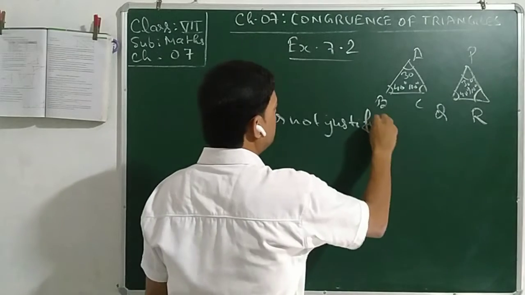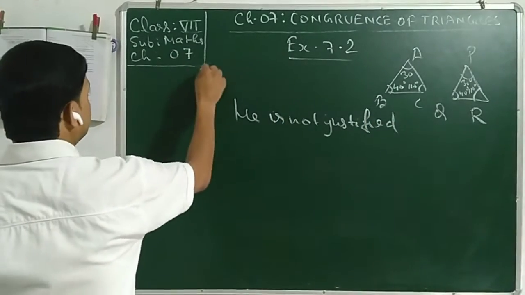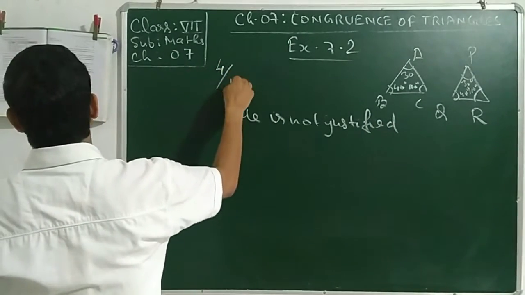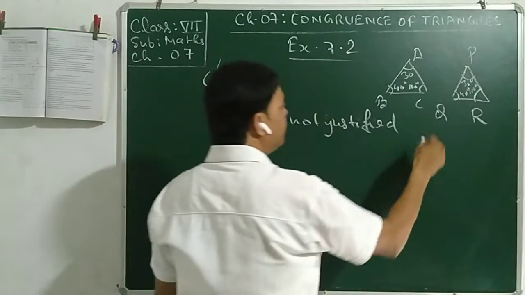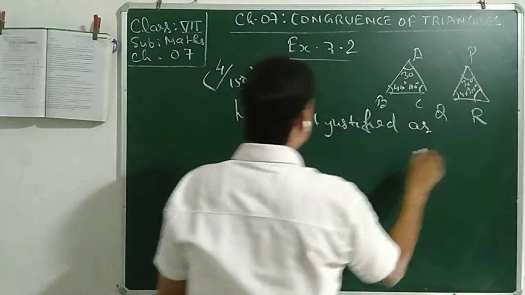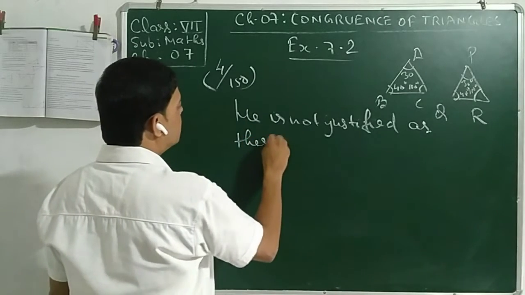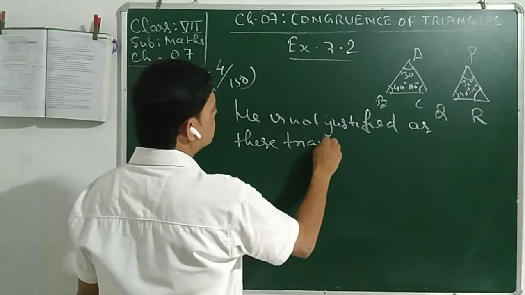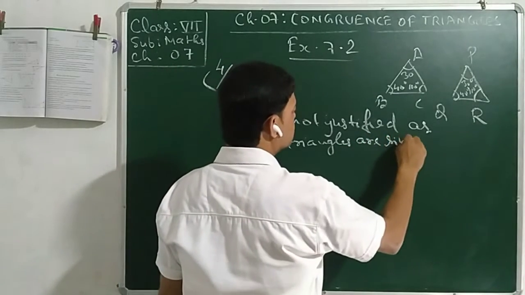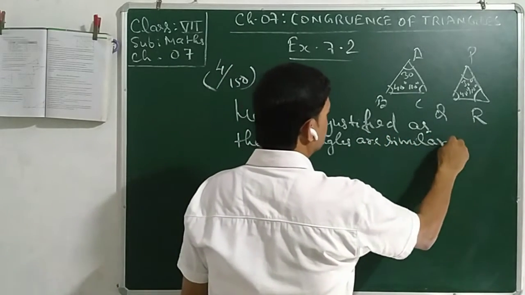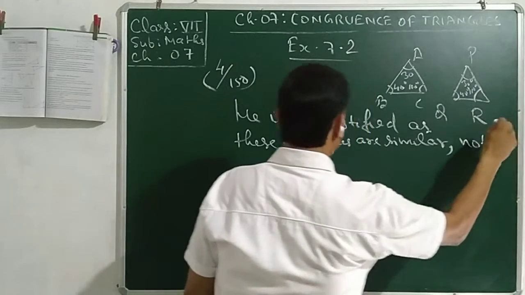This was sum number 4 of page number 150. He is not justified, as these triangles are similar, not congruent.